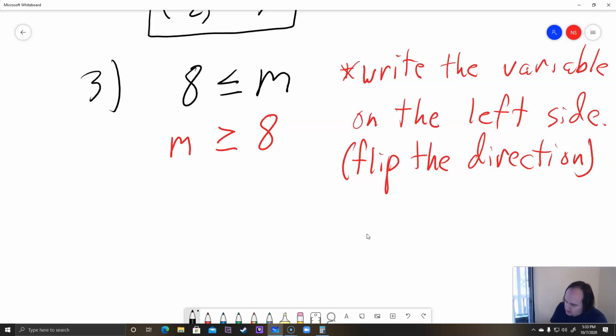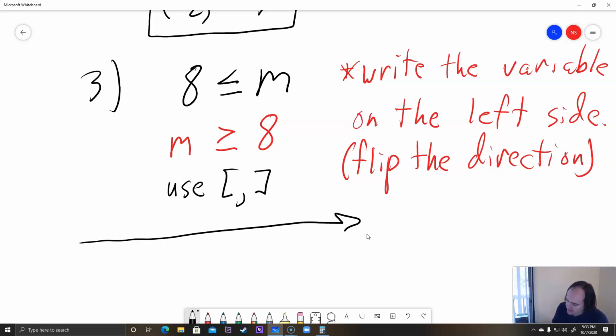So we know because we're using a greater than or equal, we're going to be using brackets. Okay? And so we're going to have a bracket at 8, and greater than goes to the right. So this is going to be our graph here. Bracket 8, and then greater than goes to the right. And on the right side there, that's going to be positive infinity with the parentheses. And then 0 is over here somewhere. Okay, so there's our graph.